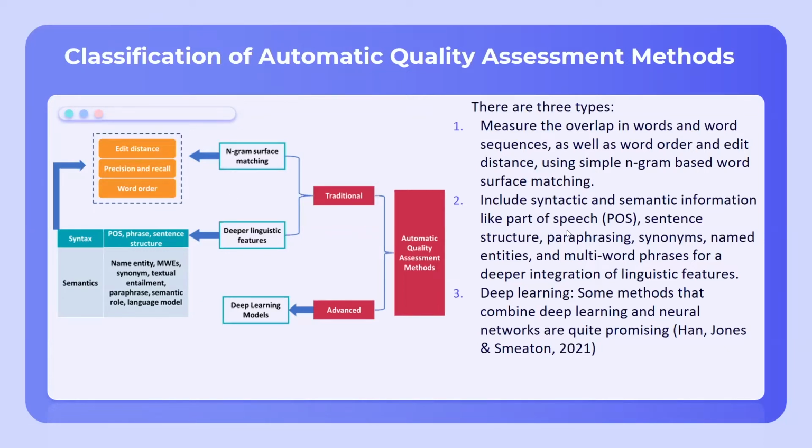A second type will include syntactic and semantic information like part of speech, sentence structure, paraphrasing, synonyms, named entities, and multi-word phrases for deeper integration of linguistic features, as shown by this box, syntactic features and semantic features. A third type is deep learning models. It is a method that combines deep learning and neural networks. The latter is quite promising.